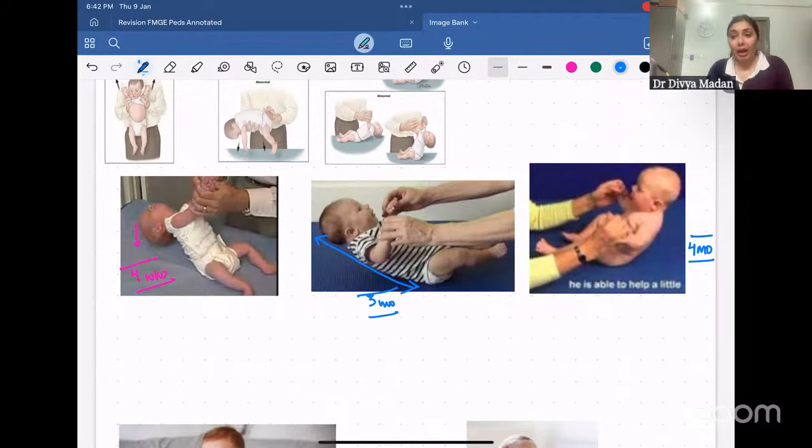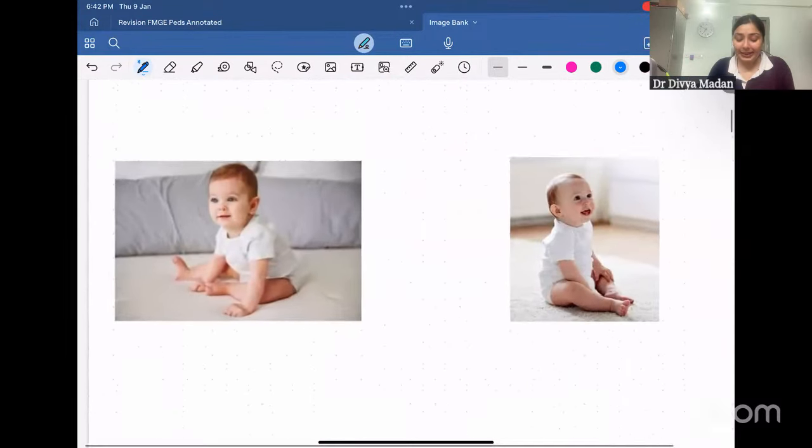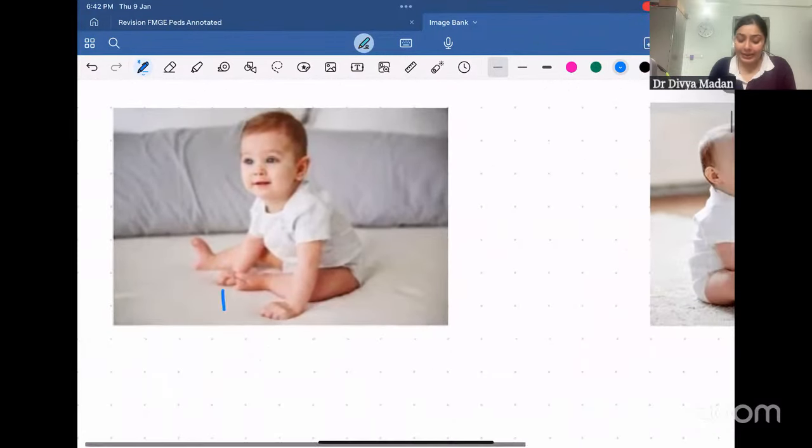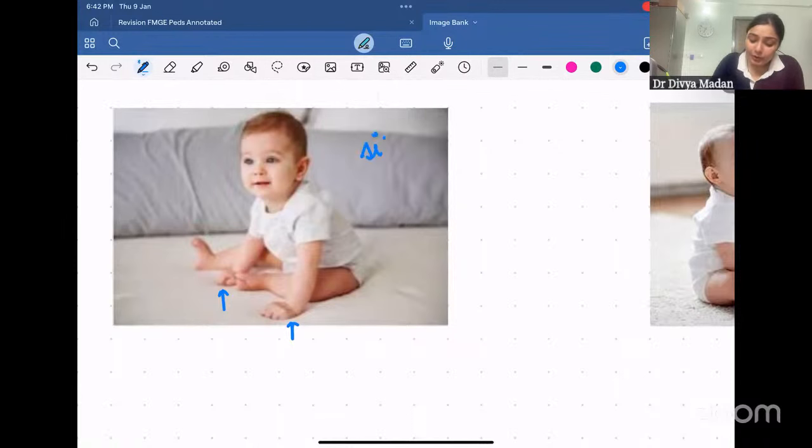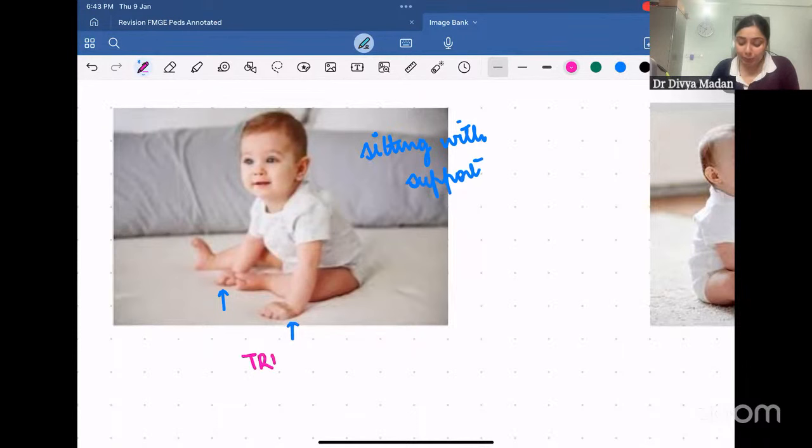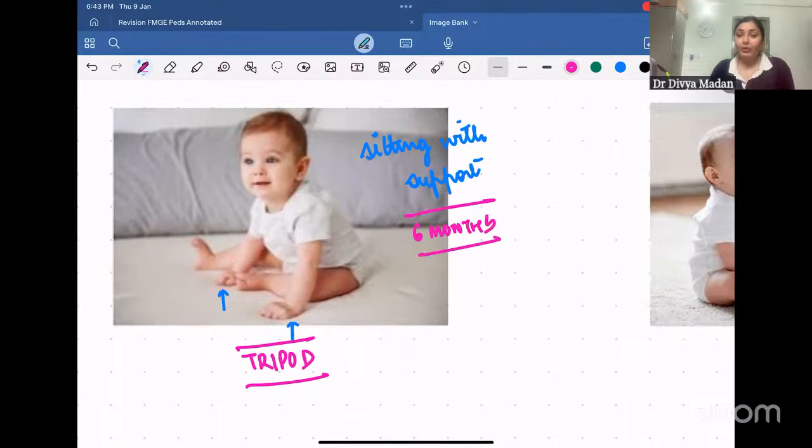After achieving the truncal control, now the child will try to sit. Initially, the child will sit like this, taking support in the hands and sitting. What is this known as? Sitting with support. And what is this position known as? This position is known as the tripod position. When is this achieved? This is achieved at 6 months of age.